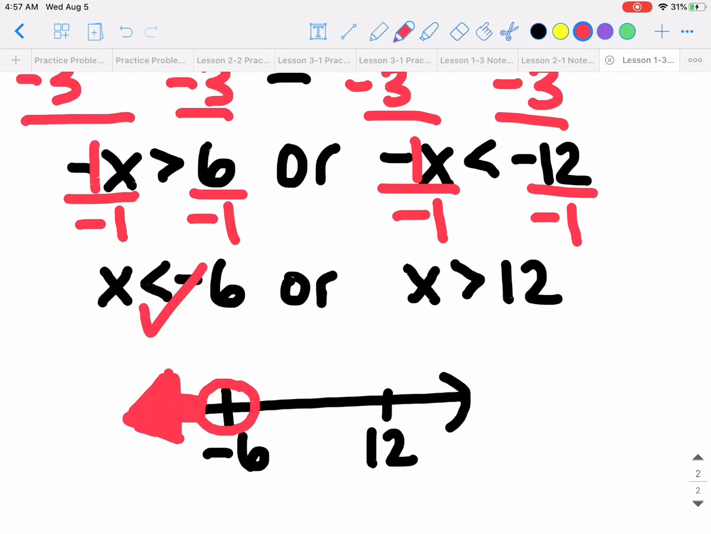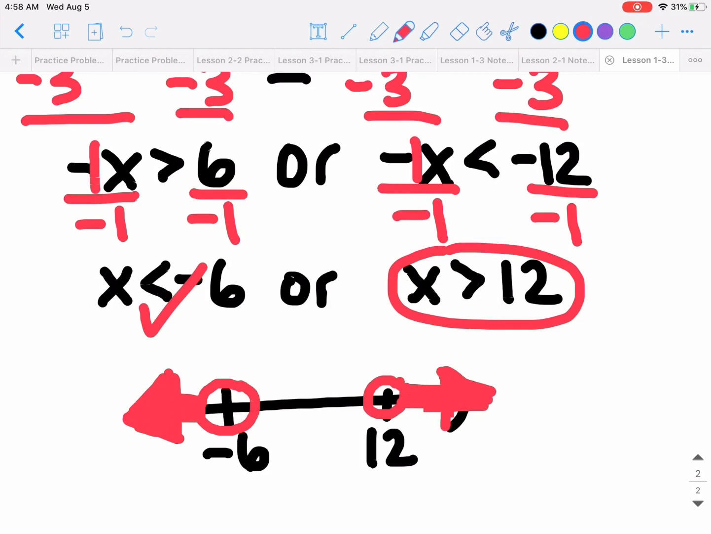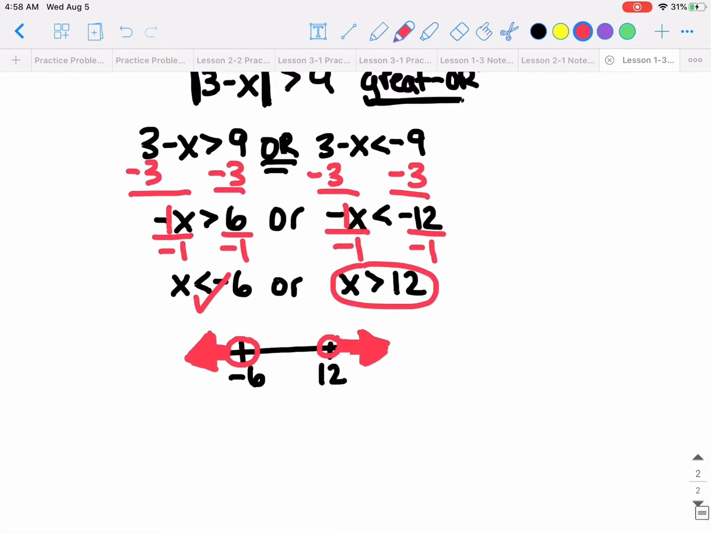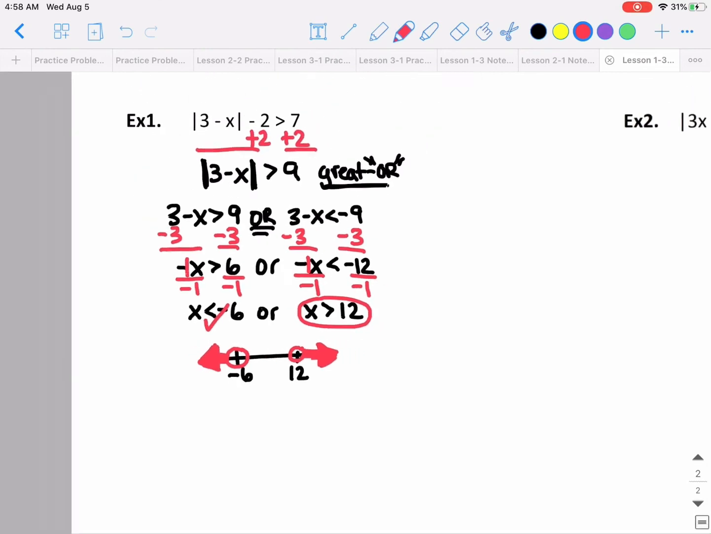That's done. Now I'm looking at x is greater than 12. So I know, again, that 12 is not included because I don't see x is greater than or equal to 12. I just see x is greater than 12. So I'm going to put an open circle on 12 and shade everything to the right. And this is my number line solution, the graph.